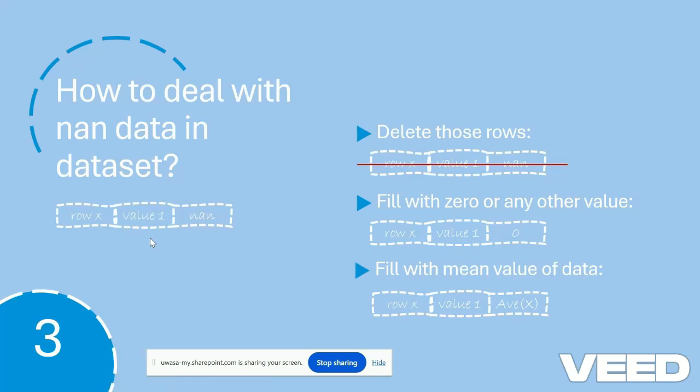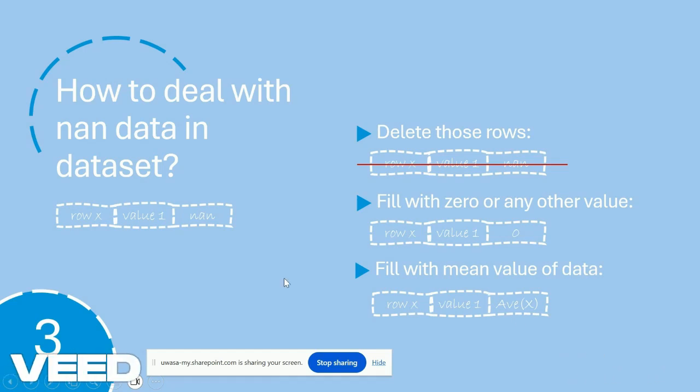Next tip. How to deal with NaN data in datasets. What if we want to remove them? What if we want to replace the NaN data with a value such as 0? And what if we want to use the average of that value or average of that column?